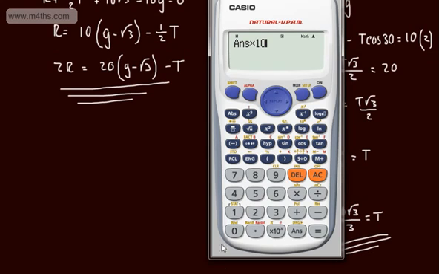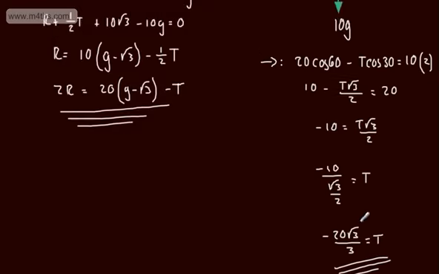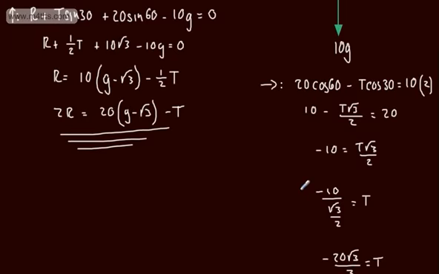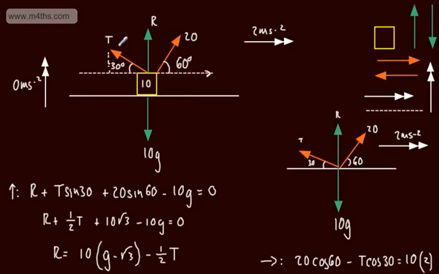If you put that in a calculator, let's go ahead and do that. So we had minus 10 over root 3 over 2. Let's put that in. All I've done is simply rationalise that, and that's going to give us that. So that's telling me that this force, this t, is 20 root 3 over 3.